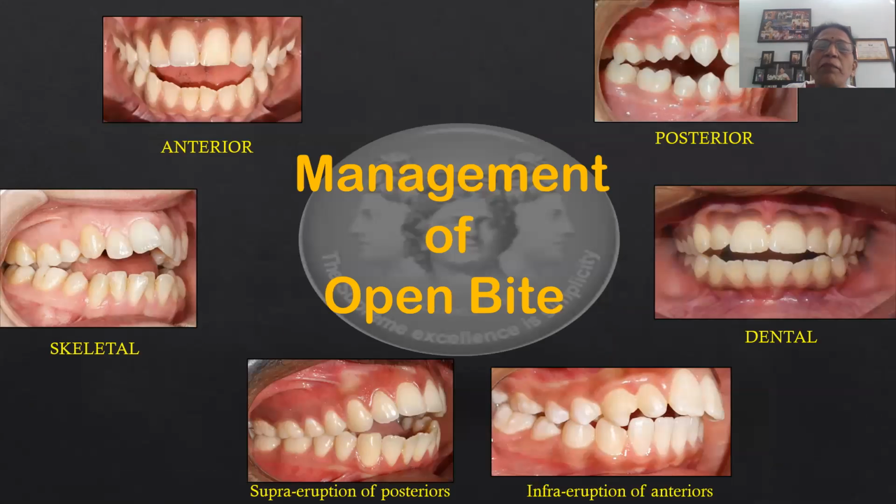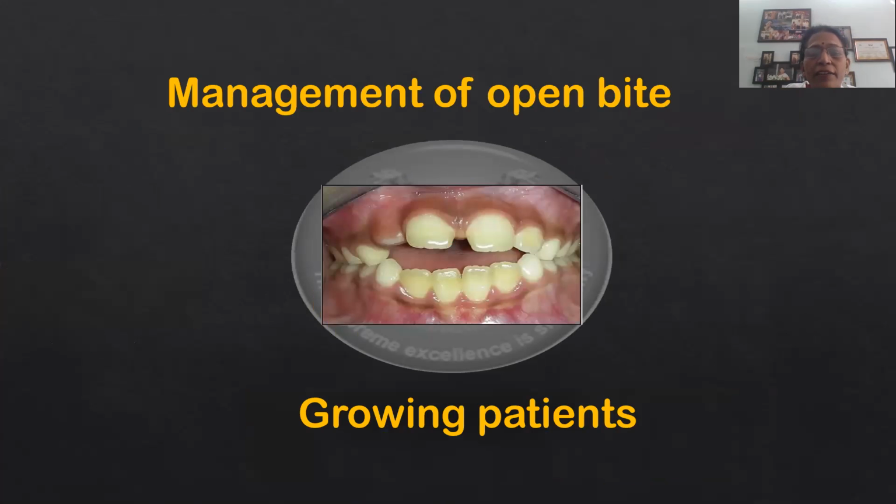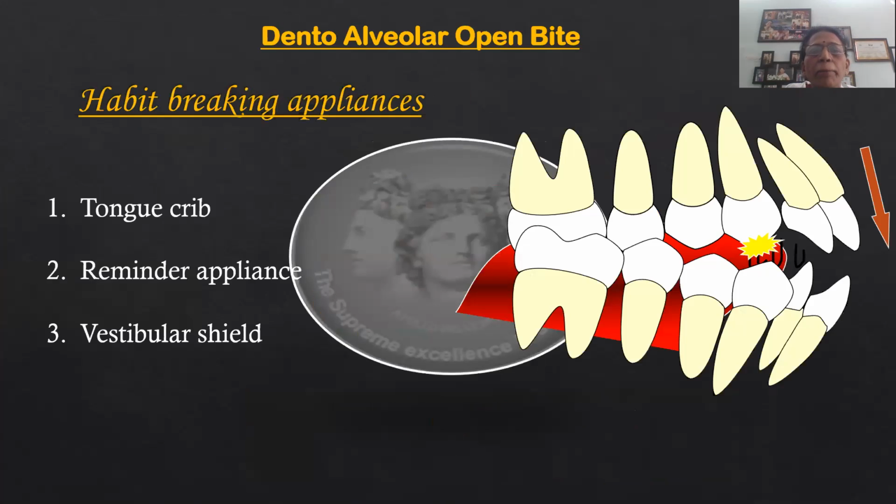So let's come to the management of open bite, which could be skeletal or dental. It could be an anterior open bite. It could be a posterior open bite. It could be because of the supra-eruption of the posteriors or infra-eruption of the anteriors. And let's see the management in a growing patient.